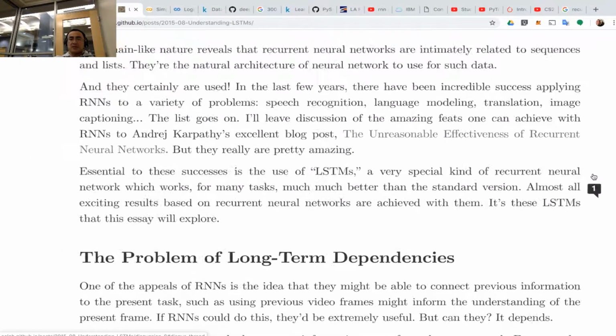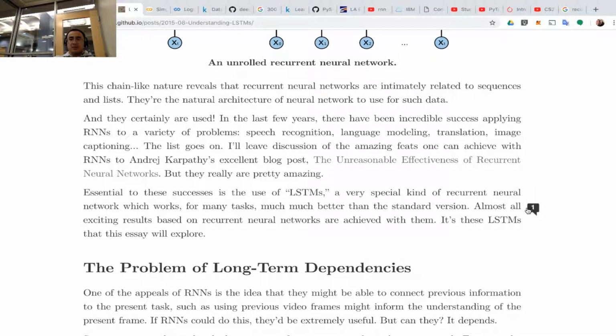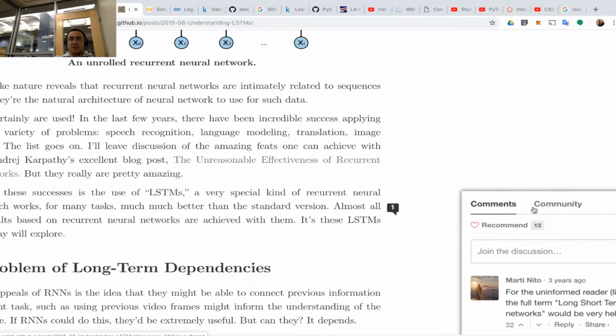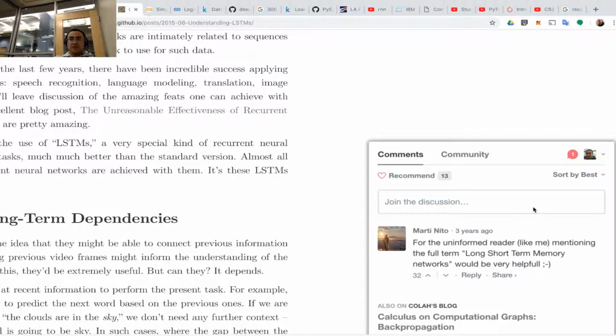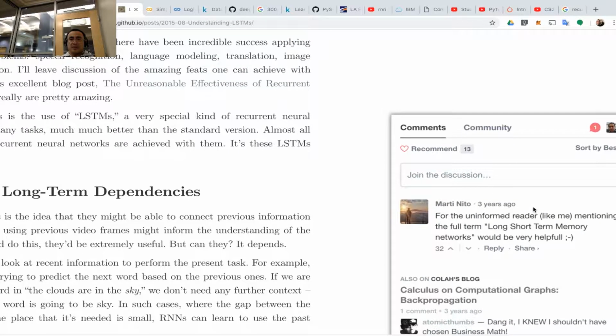Okay, what's this? Doesn't work. For the uninformed reader like me, mentioning the full form would be very helpful. Okay.